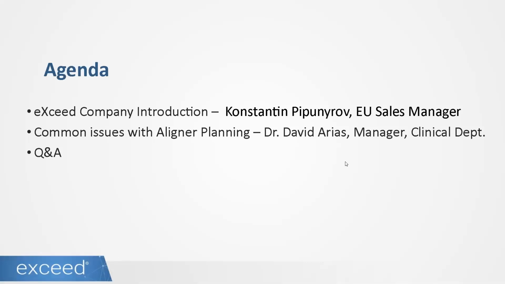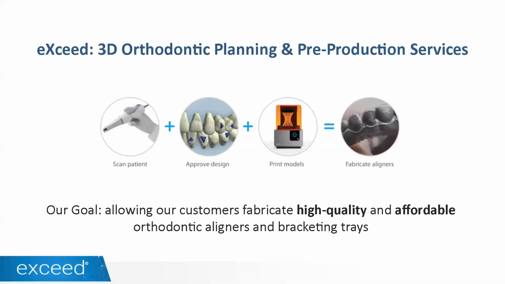So let's begin. What is CEST? Basically, we are a 3D orthodontic planning and pre-production services provider. So we create the aligner plans, as well as the indirect bonding planning. So our customers, mostly dentists, orthodontists, and dental labs, are able to fabricate and provide high quality yet affordable orthodontic appliances. So it all starts with scanning the patient, when you can use intraoral scanners, or you can send traditional impressions to our office in Germany.